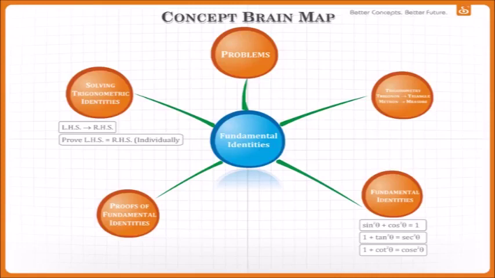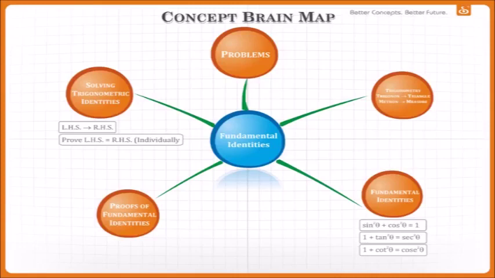Now, which are the fundamental identities? They are sin square A plus cos square A is equal to 1, 1 plus tan square A is equal to sec square A, 1 plus cot square A is equal to cosec square A. We've also seen the proofs of the fundamental identities. We took a right-angled triangle and used Pythagoras theorem and got the different identities.